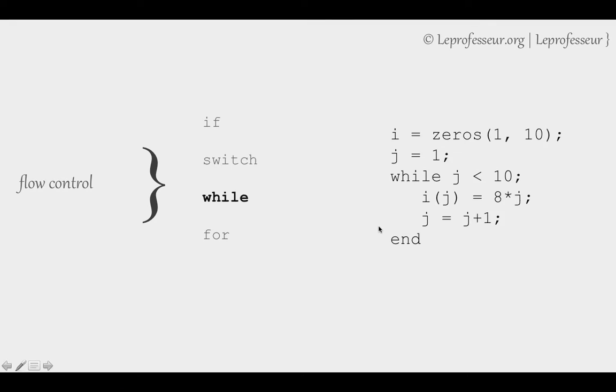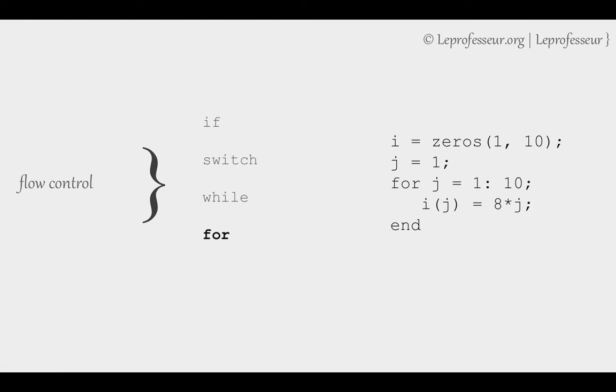Good. The while loop. While some condition is true, I keep on executing the loop. So that's what the while loop is. In this example, while the value of j is less than 10, execute these lines: ij equal to 8 multiplied by j, j equal to j plus 1, and end.